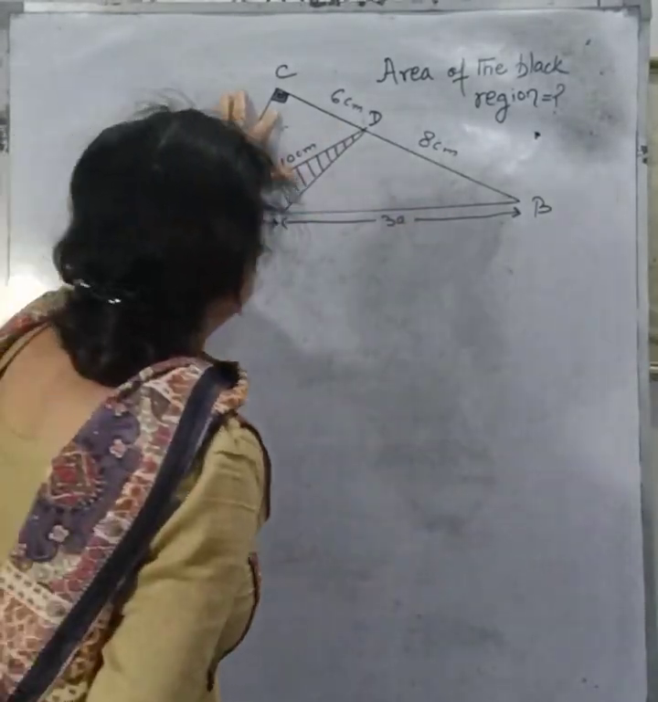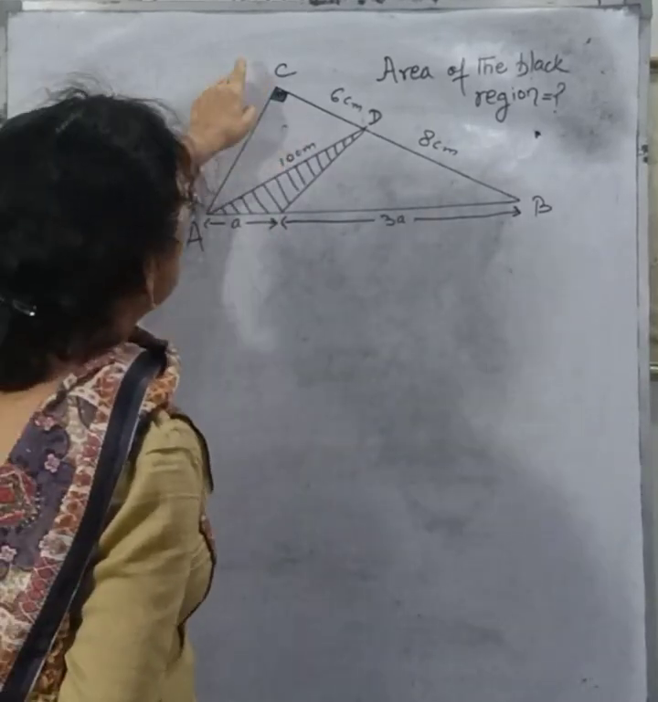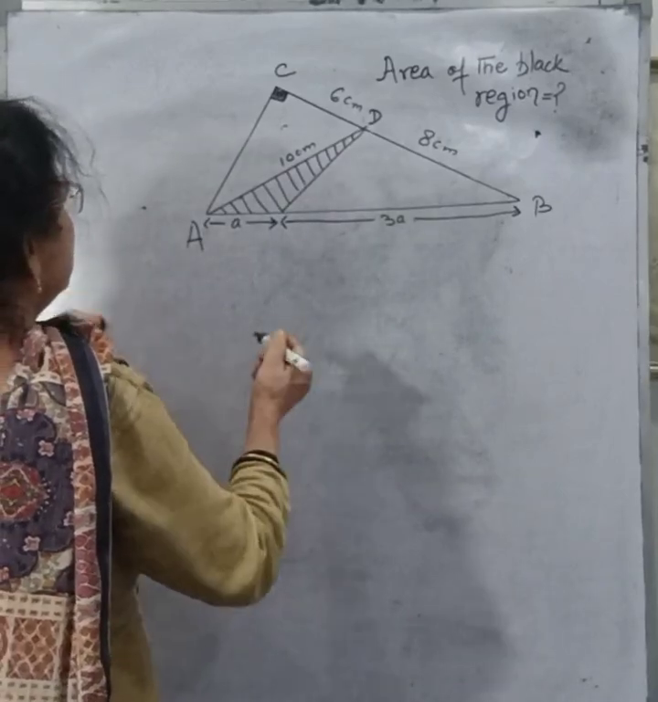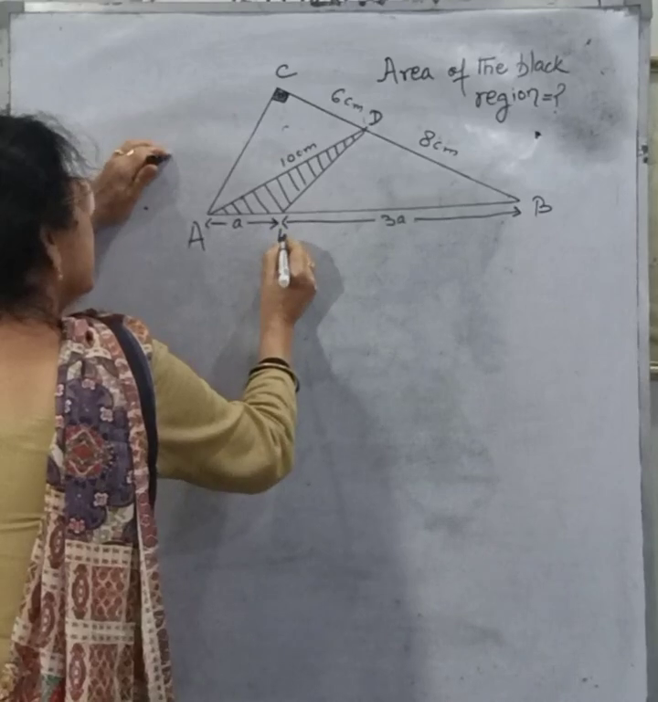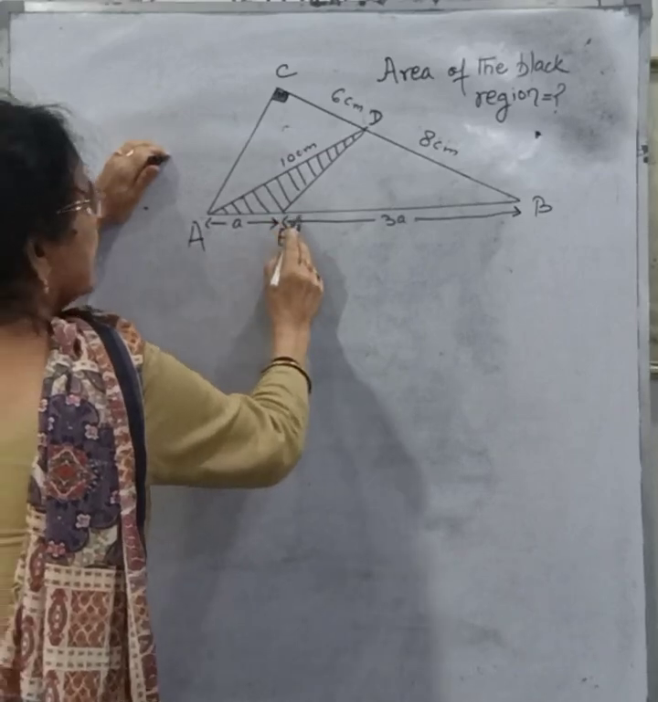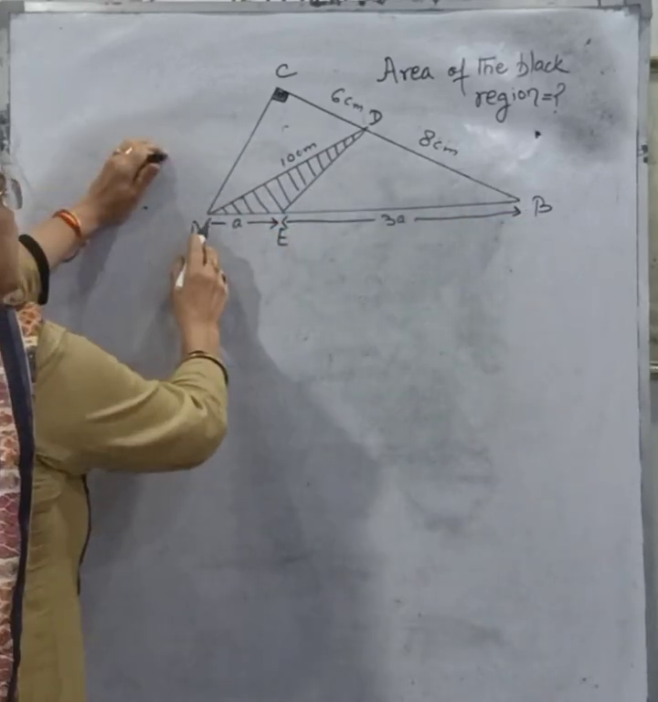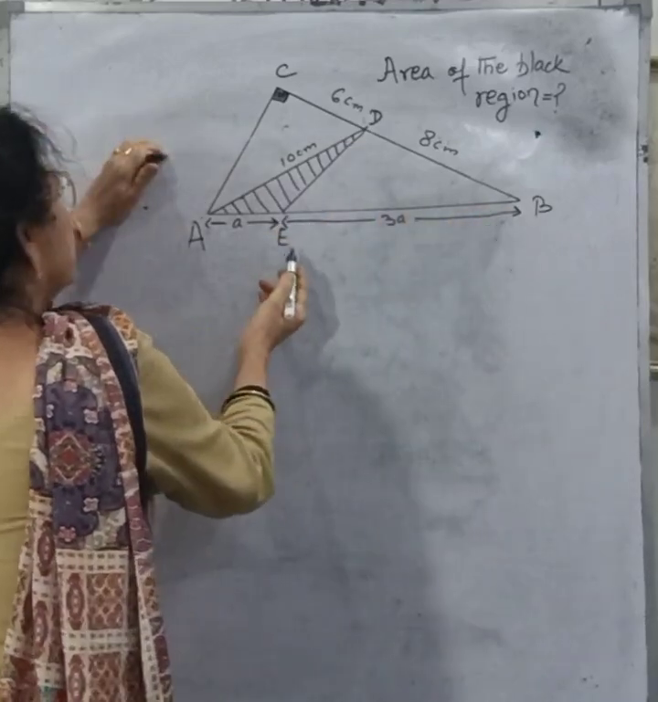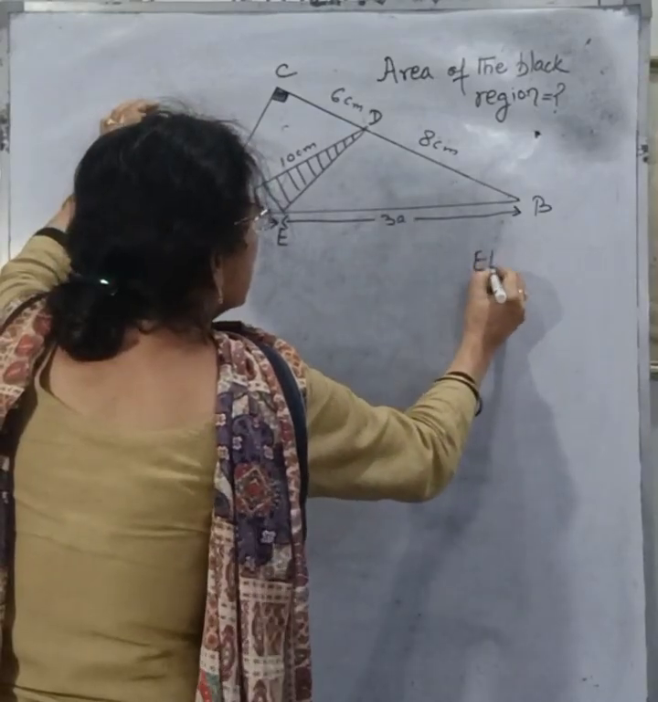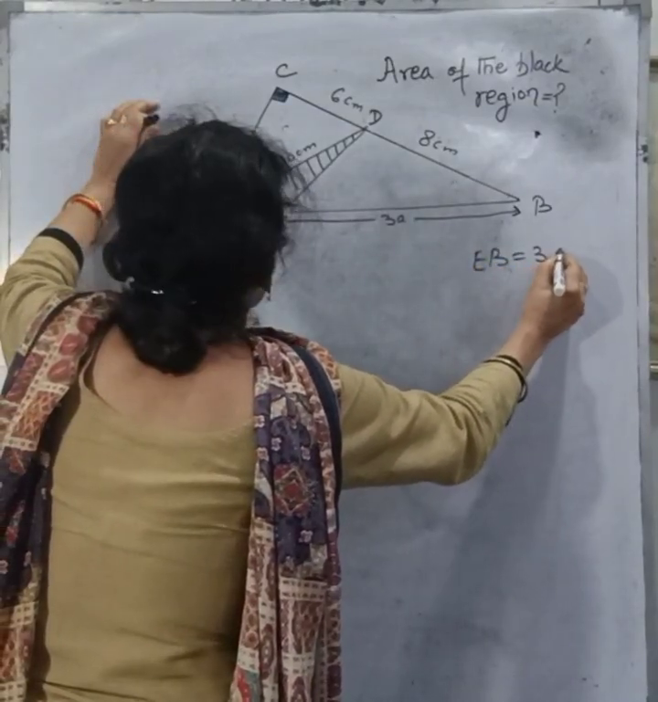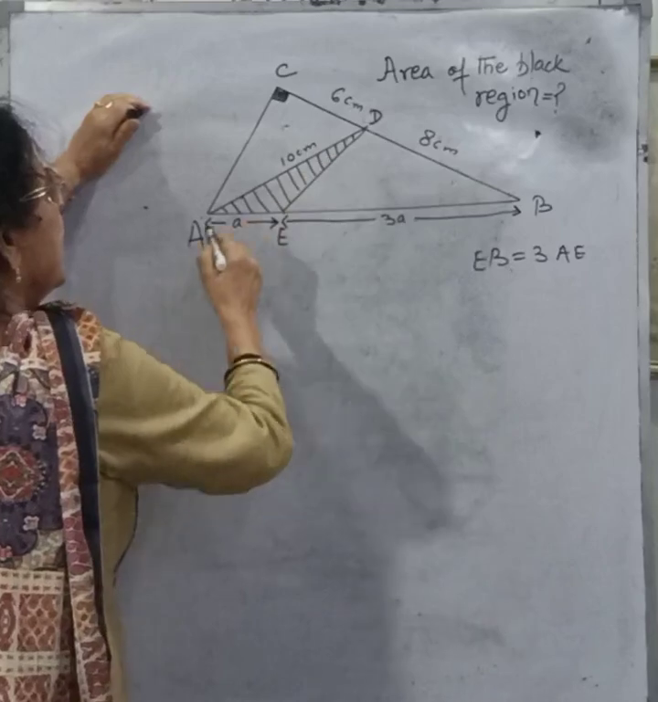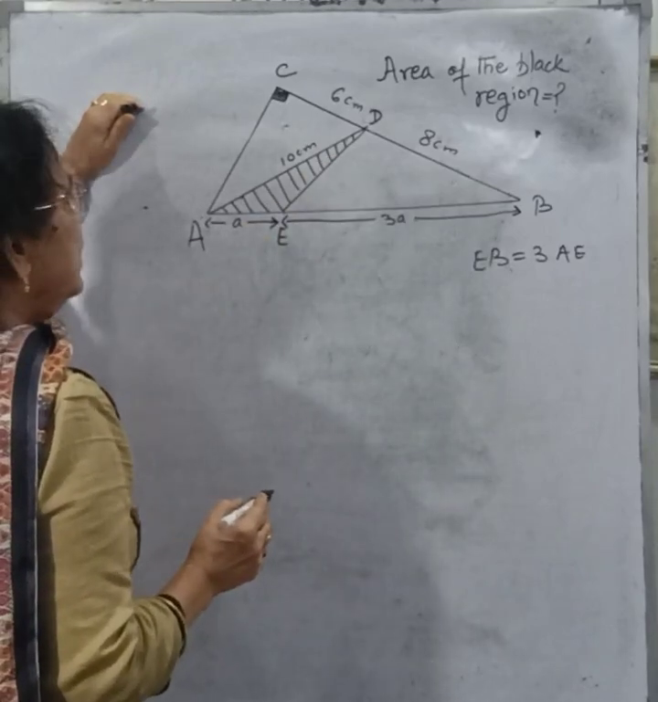C is the 90-degree angle. Inside on CB there is a point D, and this is joined to a point E on AB in such a way that AE is equal to A and EAB is equal to 3 times A. It means EB is thrice of AE. EB is equal to 3 times AE. This is the black region area. We have to find the area of this black region.